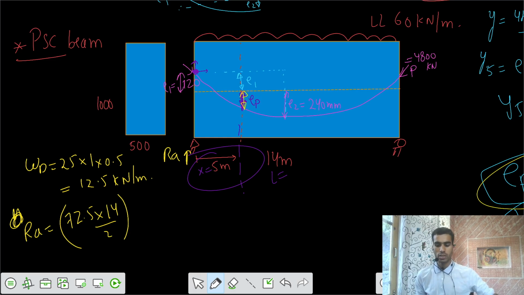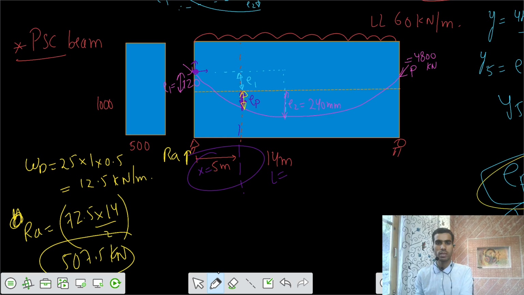Once I got reaction A, let's try to solve further. Where is the UDL? 60 plus 12.5, so 72.5 is the total UDL, into length of 14 divided by 2. That is 507.5 kilonewton, which is your reaction.